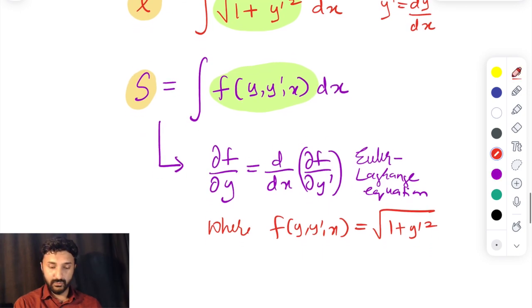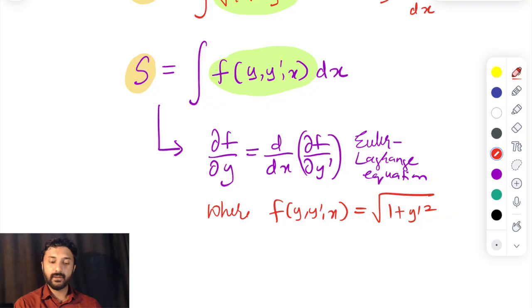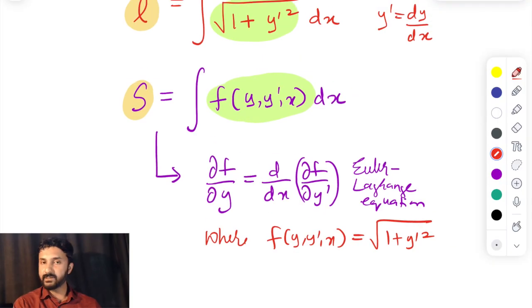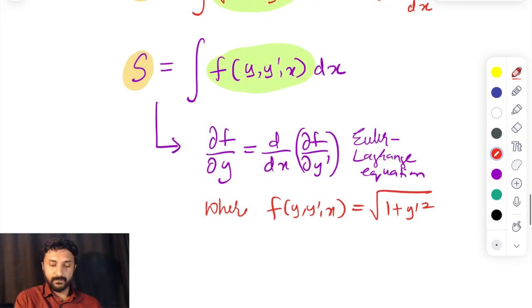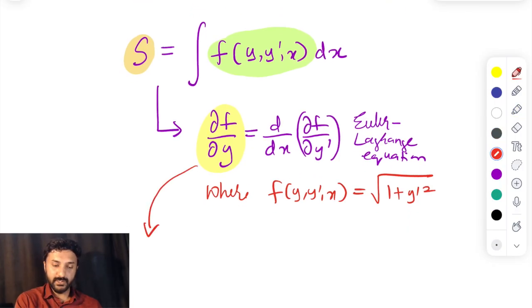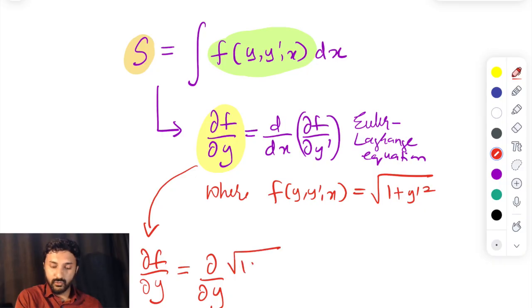So now let's get to work. Let's plug in this function f that we have just found by comparing the integrals that we would like to minimize, and let's plug it into the Euler-Lagrange equation. So first things first, let us consider the left hand side of the Euler-Lagrange equation. As you can observe, the left hand side is dou f by dou y, which means we need to differentiate the function f that we have just discovered with respect to y, which means I need to differentiate root of 1 plus y dash squared with respect to y.